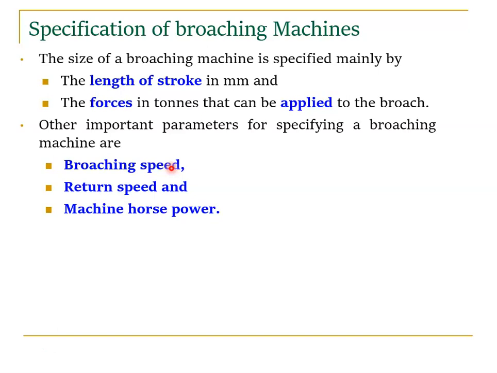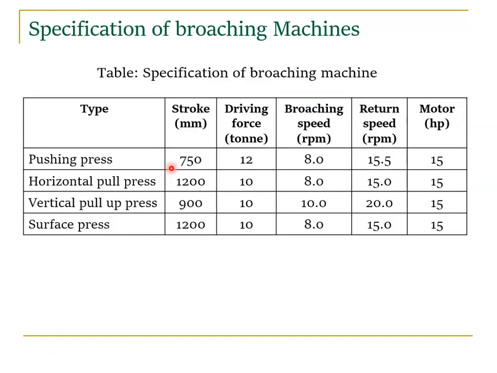The second one is the force in tons that can be applied to the broach. So how much force needs to be given. If the force increases, you need to use more electric power also. The motor cost will also be high, right? So you need to decide the length of the stroke, and the forces. Apart from this, you need to see the other 3 parameters: broaching speed, return speed, and machine horsepower. So these are the specifications of a broaching machine, right?